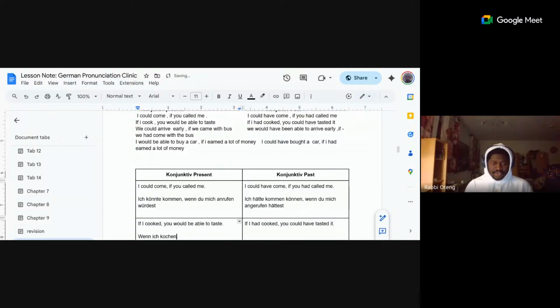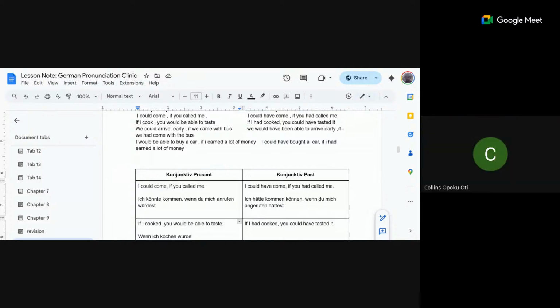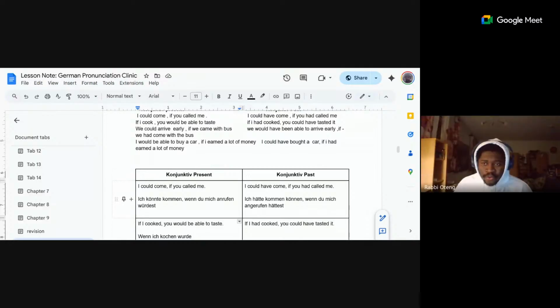Ne, wenn ich kochen würde. Okay. You're saying if. It means there's a possibility that it may happen or it may not. When I say wenn ich koche, I'm saying when I cook. Do you get it? It's no more if, it's when.